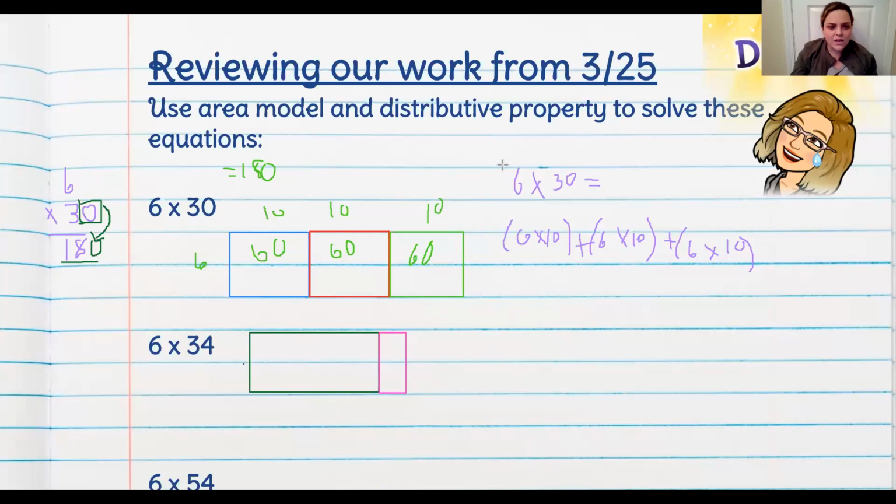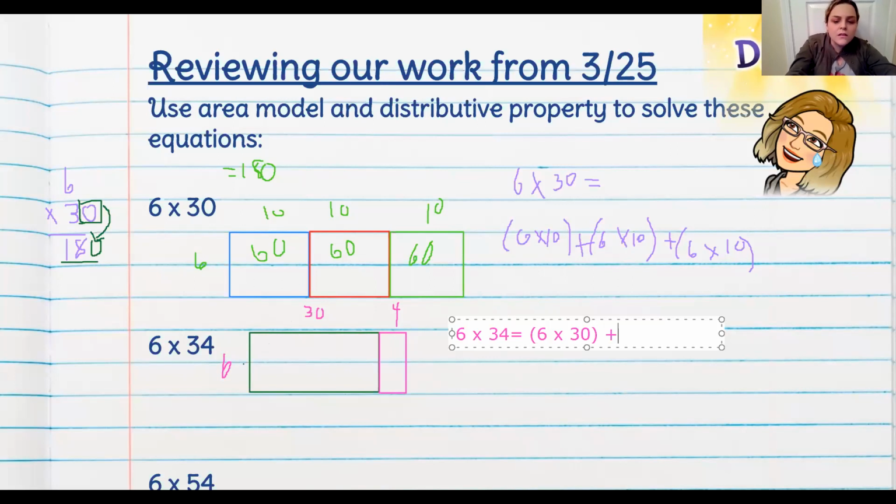And then let me draw, so now I'm going to have 6 over here as my height. And then I'm decomposing this into a 30 and into a 4. So now my equation is going to be, let me type it this time so it's a little bit easier. So now I'm going to write 6 times 34 is the same as 6 times 30 plus 6 times 4. And now I'm going to solve.